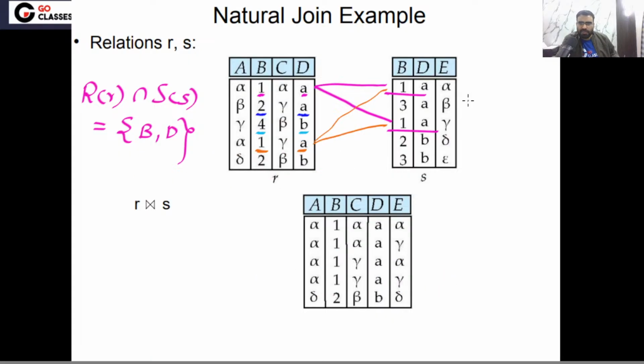Okay, what about the last tuple? Will it combine with any tuple of S? In the last tuple, all the common attribute values, the BD value, is 2B. Now in this table is there any tuple where the BD value is equal to 2B? Yes. So this last tuple of R will combine with this fourth tuple of S, and finally we will get this tuple in the output, that will be delta 2 beta B delta. Okay, so this is the idea. I hope you understood.